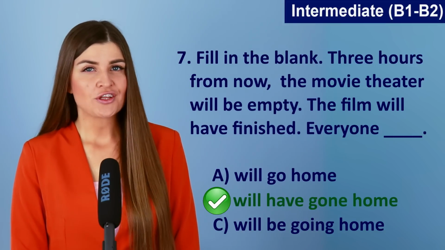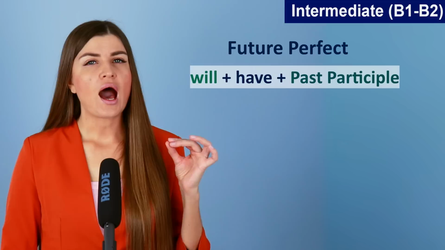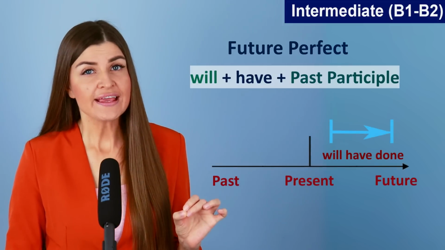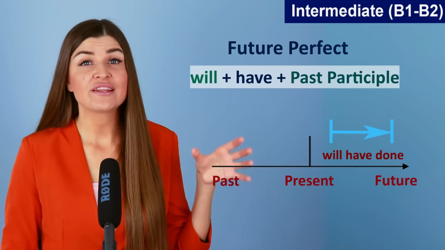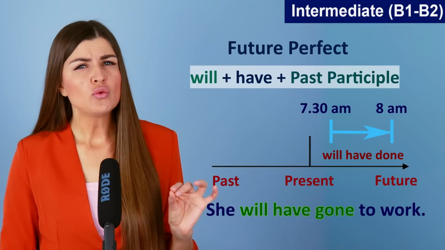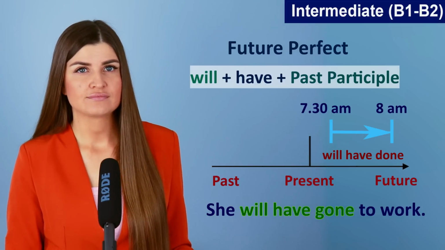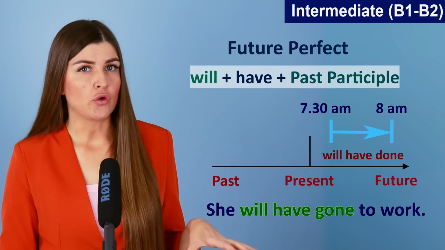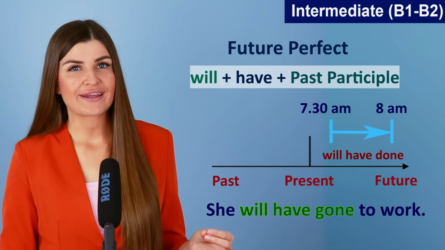Will have gone home. We use the future perfect tense here. I will have done something means it will be complete before a time in the future. For example, Jenna always leaves for work at 7:30 in the morning. She won't be at home at 8 o'clock. She will have gone to work.